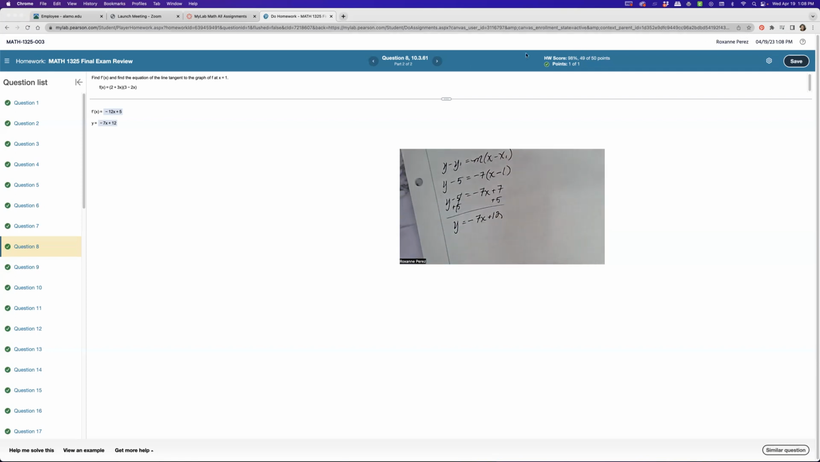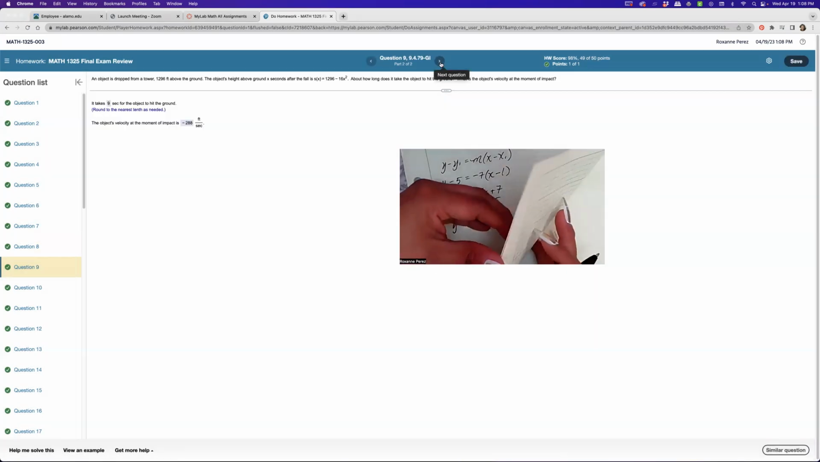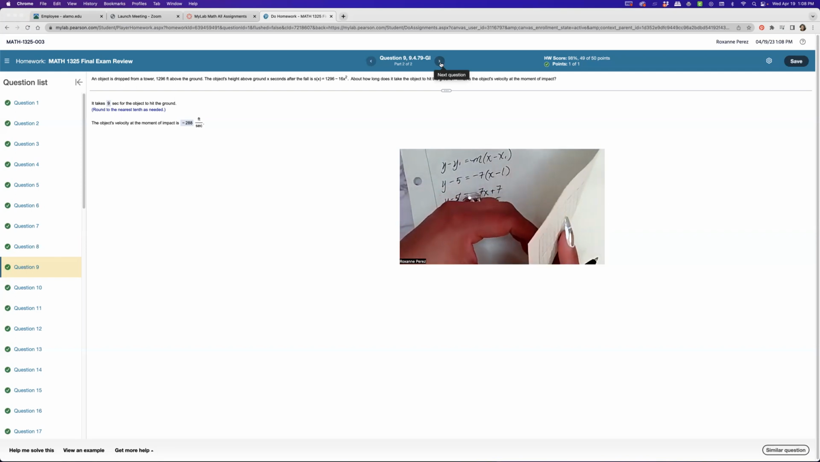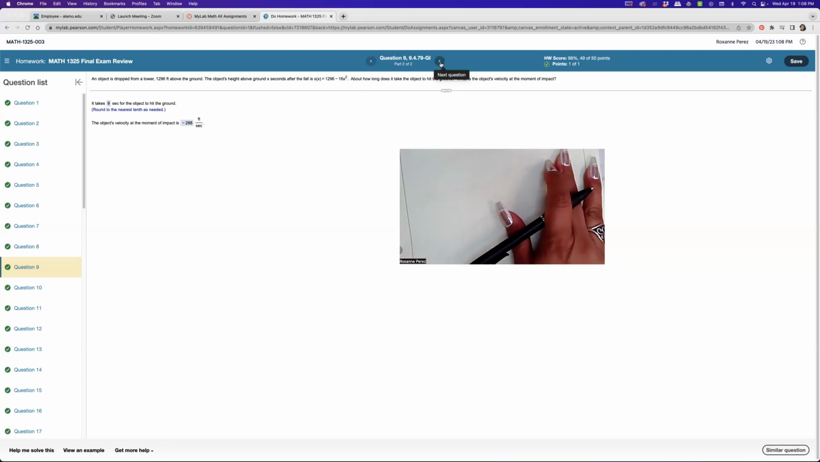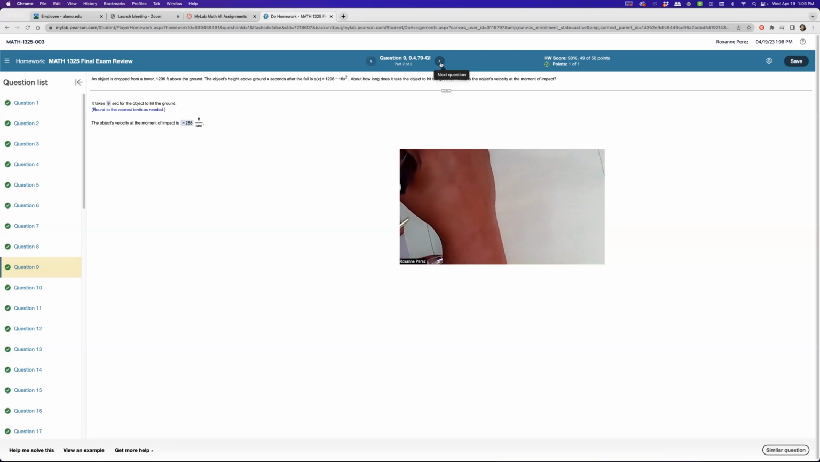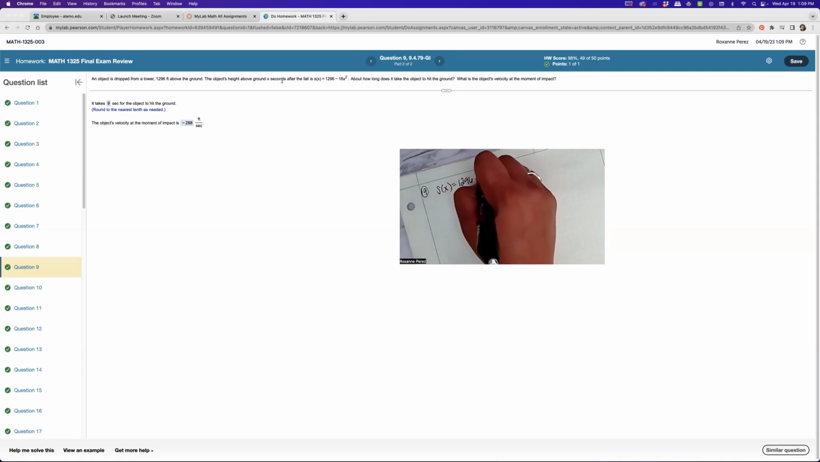Okay, moving on to question number 9. An object is dropped from a tower. We're given the object's height above ground, x seconds after the fall, is given by the function s of x equals 1296 minus 16x squared. How long does it take the object to hit the ground, and what is the object's velocity at the moment of impact?